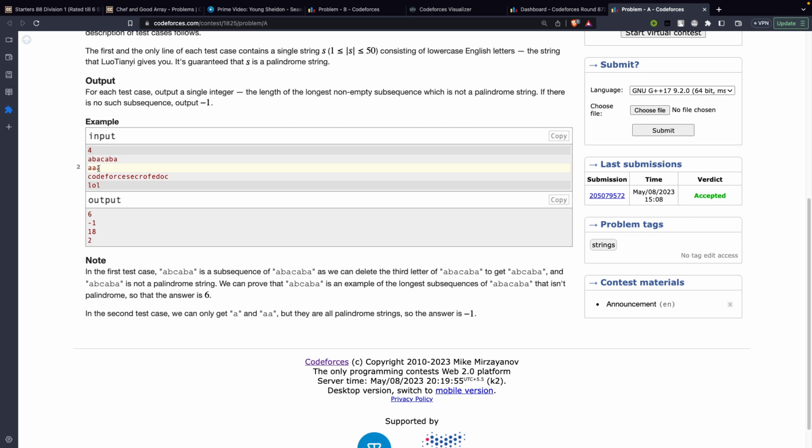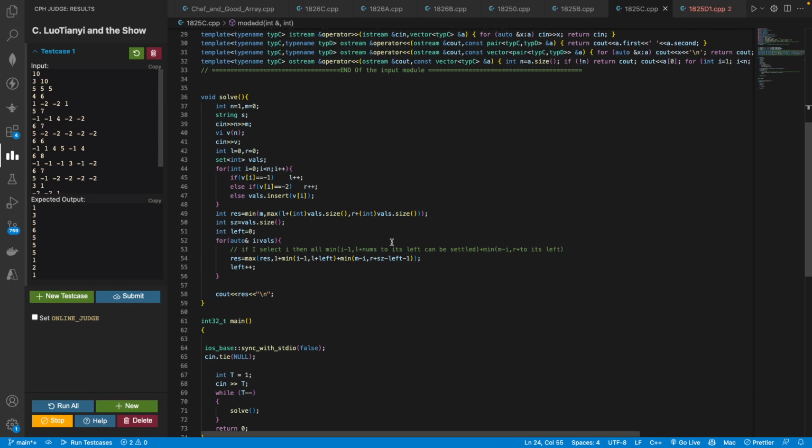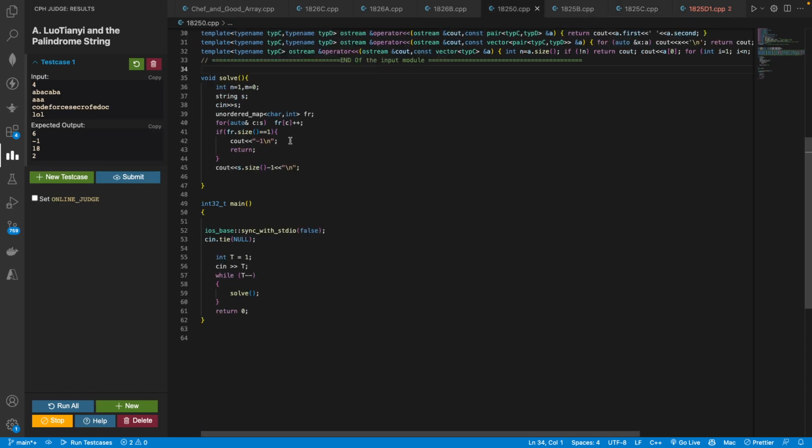That is, if all the characters are similar, for example over here, then you print -1. If all the characters are not similar, in that case you just print size -1. So if you want to see the code, it's pretty straightforward. Here's the code. But you can actually do it in a far easier manner.